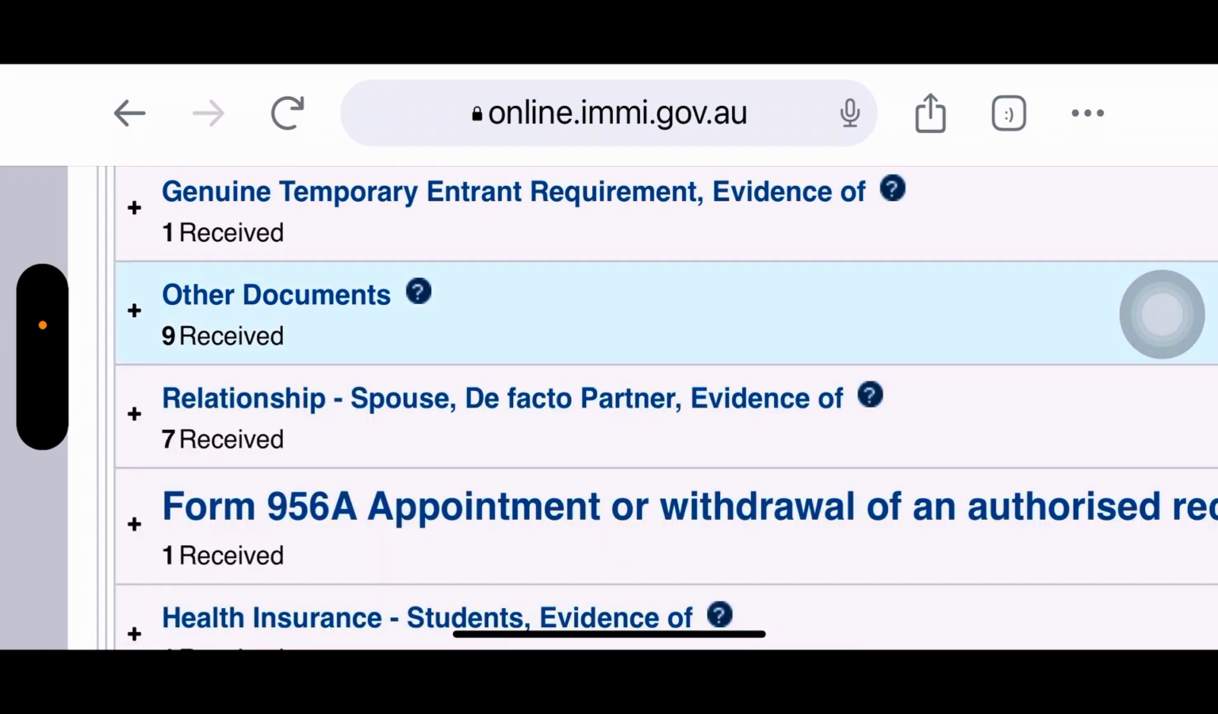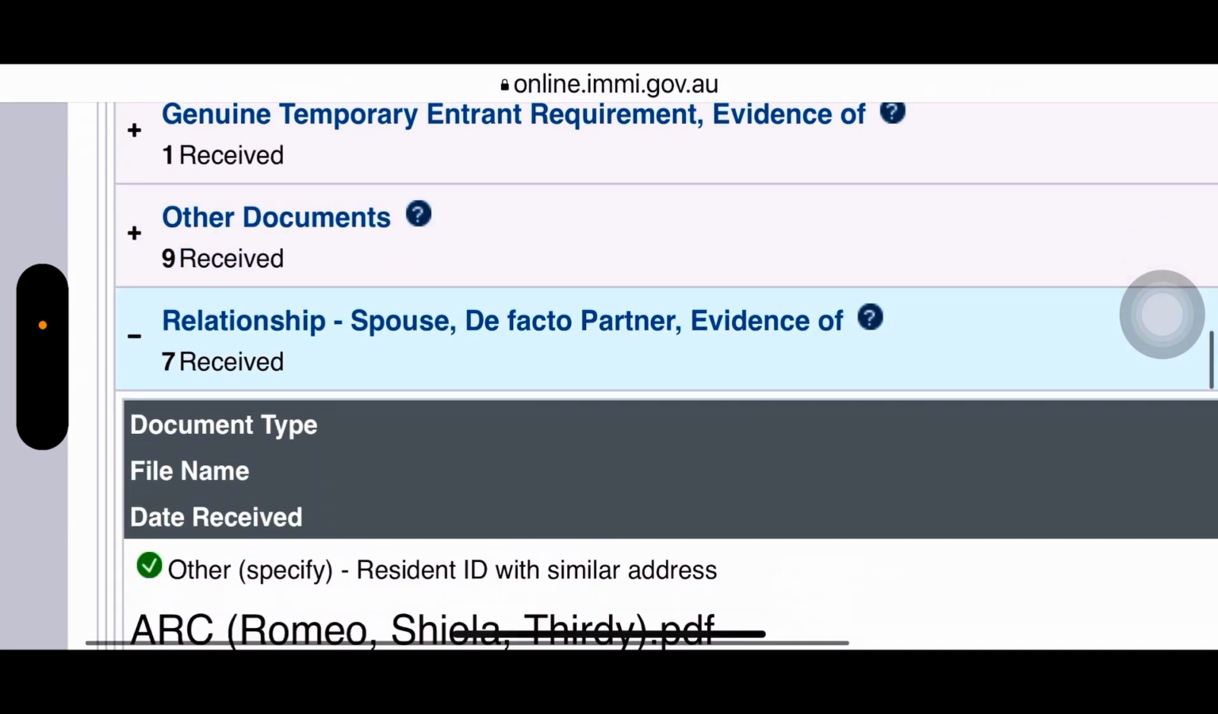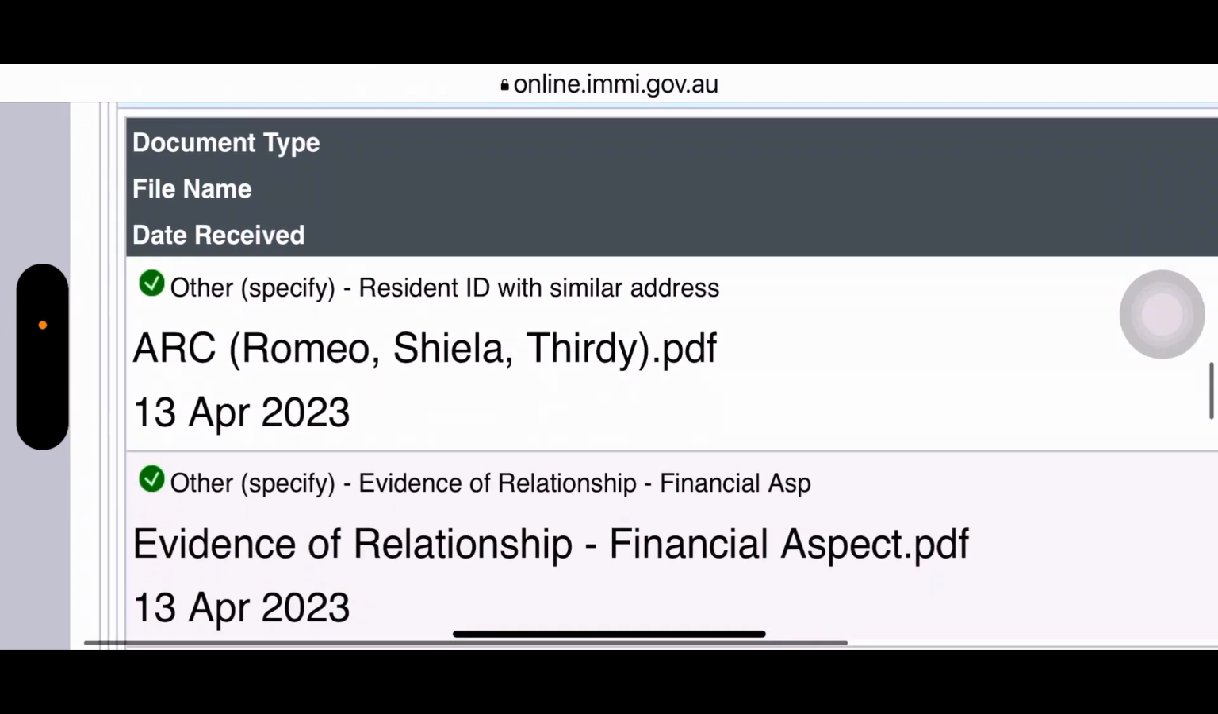Then let's move on to the relationship evidence. First, we submitted the ARC. This is a national ID in Taiwan. My son was born in Taiwan, and Romeo, my partner, and I also have an ARC. This ARC has a similar address, so it shows that we lived in one house.